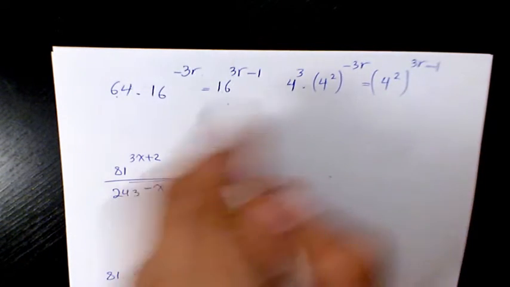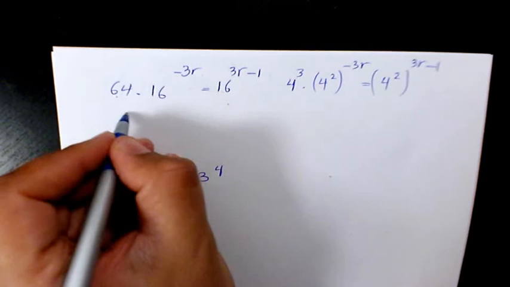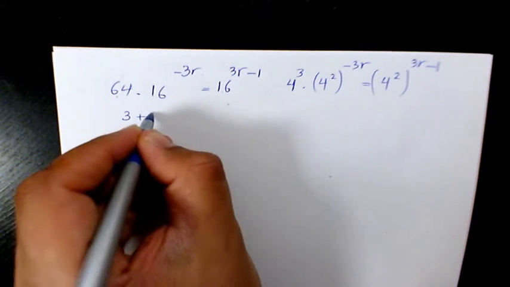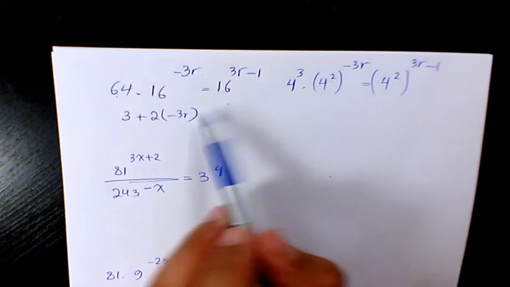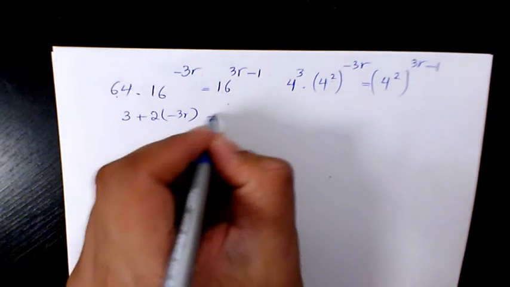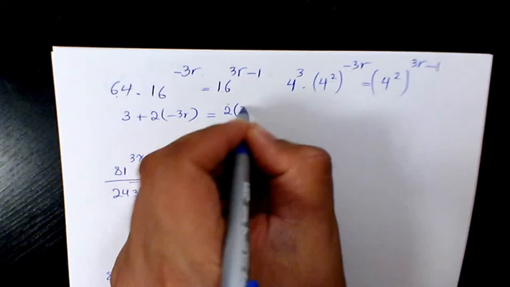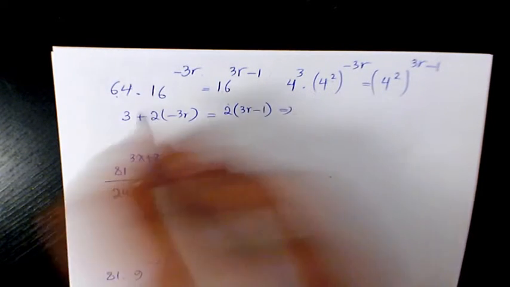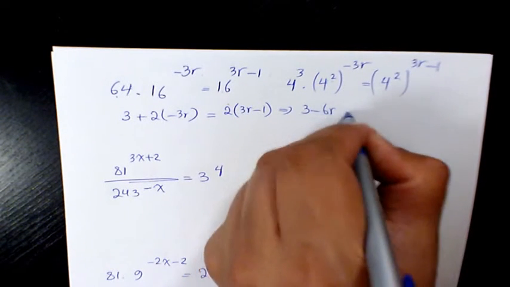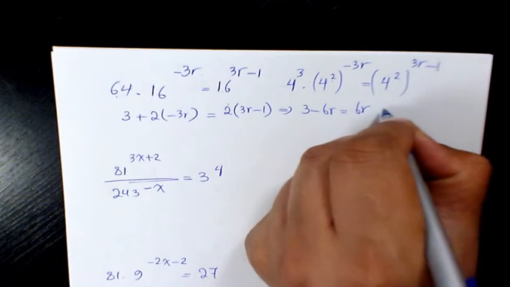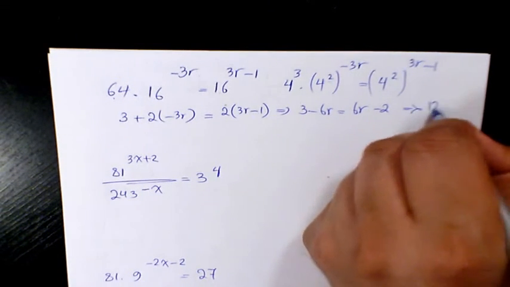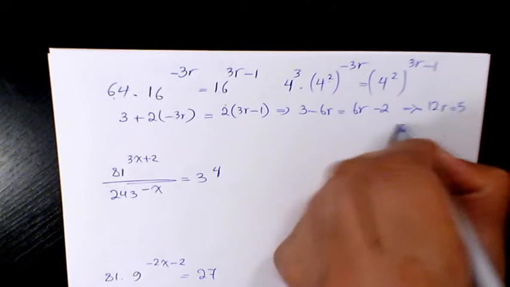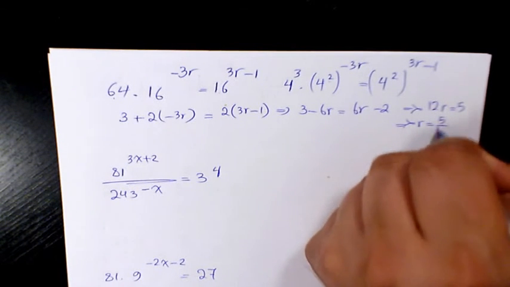So that's going to be 3 plus 2 times negative 3r, because that's the exponent of another exponent, that's why we need to multiply this, equals 2 times 3r minus 1. So we can say 3 minus 6r equals 6r minus 2. So it's going to be 12r equals 5. So therefore r equals 5 over 12.